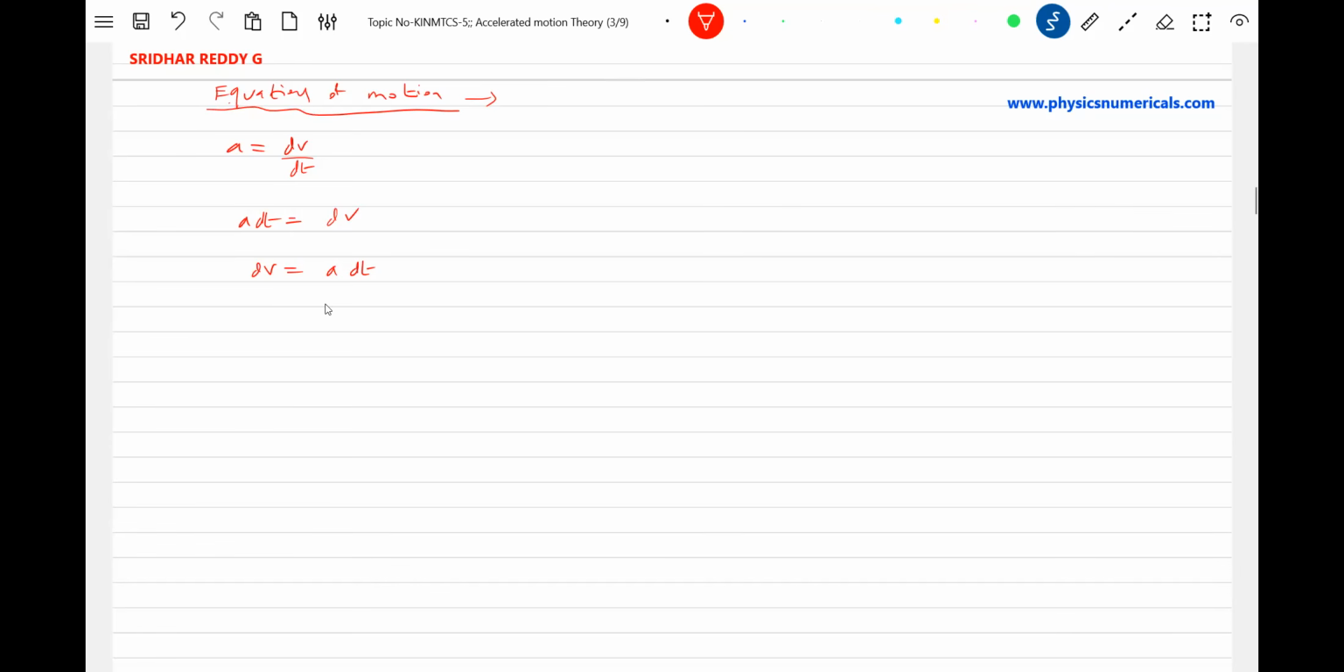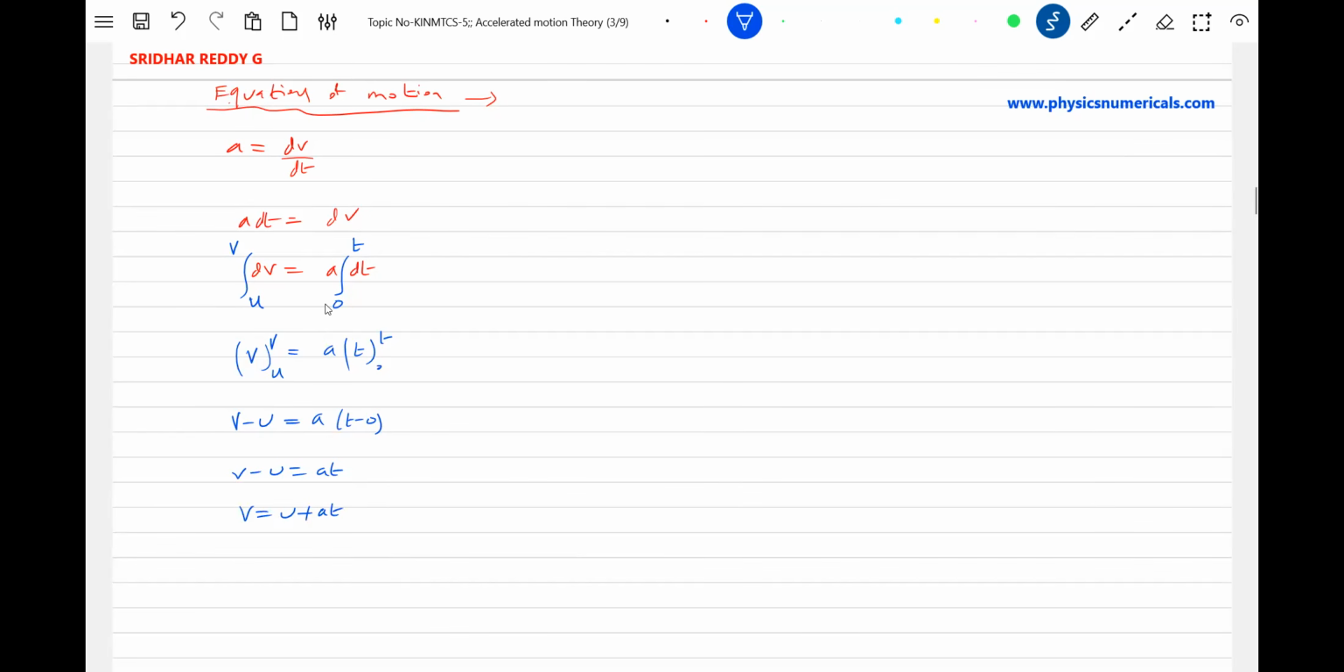At t equal to 0, as a is a constant, so I'll take it outside. So at t equals 0, what is the initial velocity of the body? u. At any instant of time t, let v be the velocity. So the integral of dv will become v, upper limit v and lower limit u, equals a, integral with t from 0 to t. So upper limit minus lower limit: a into t minus 0. So v minus u equals at.